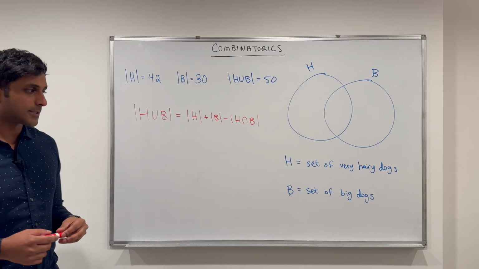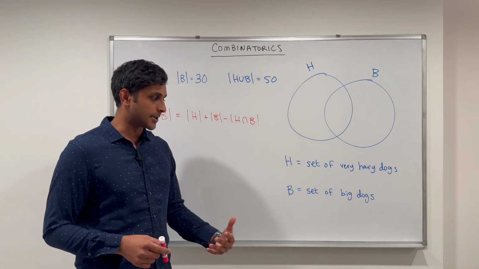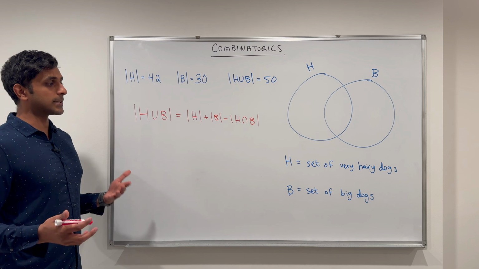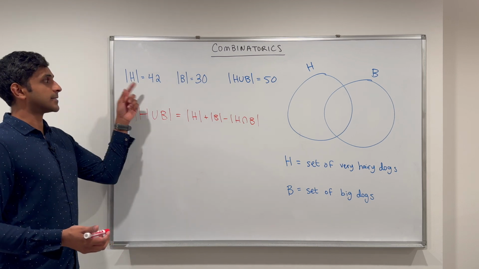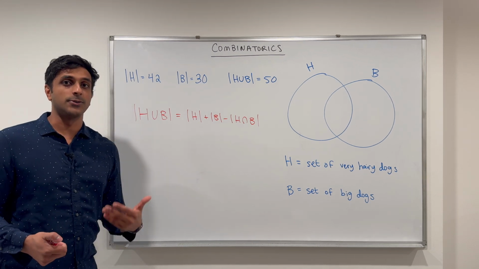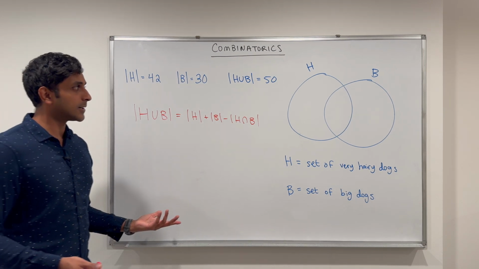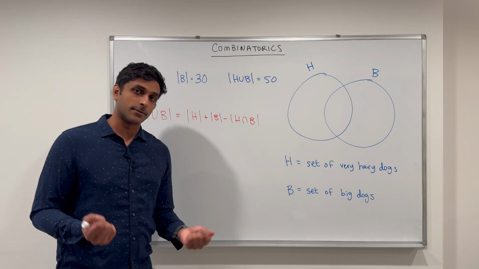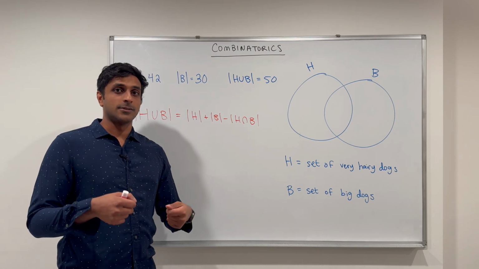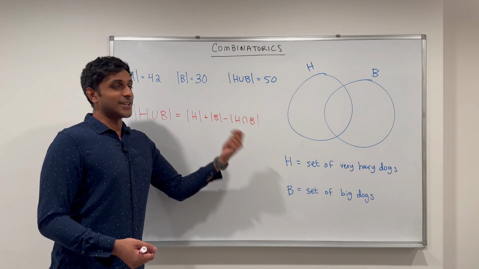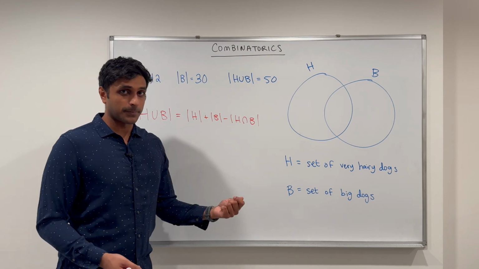So we can also formalize this problem where we let H be the set of very hairy dogs, let B be the set of big dogs, and we're given a few pieces of information, such as the size of H is 42, or there are 42 very hairy dogs, and the size of B is 30 because there are 30 big dogs, and we're actually given the total number of dogs, which is dogs that are either big or very hairy, which is the size of H union B, which is 50.